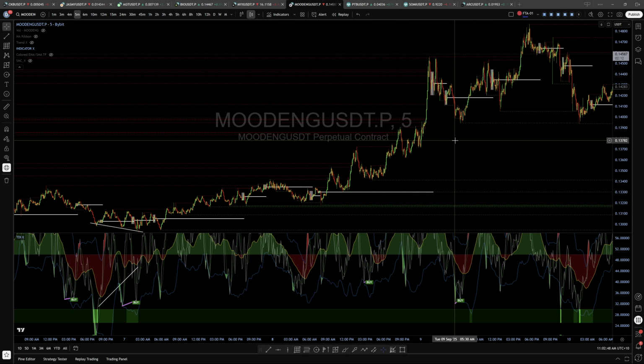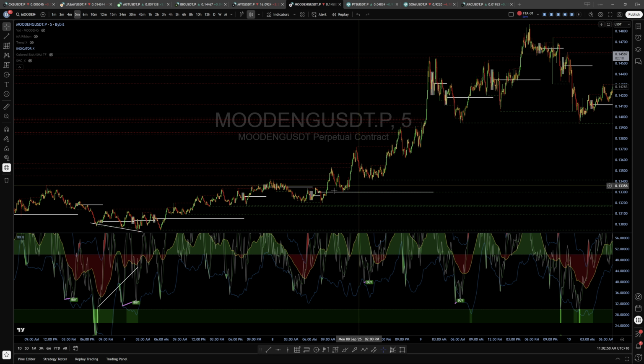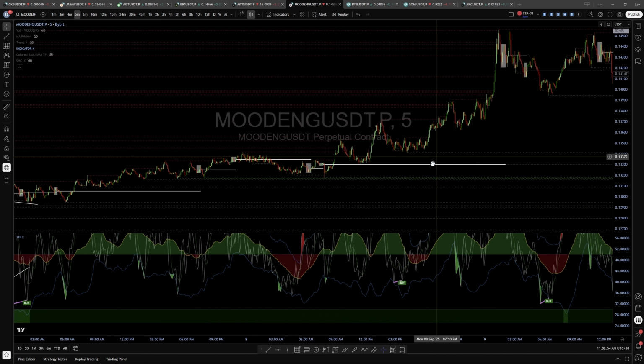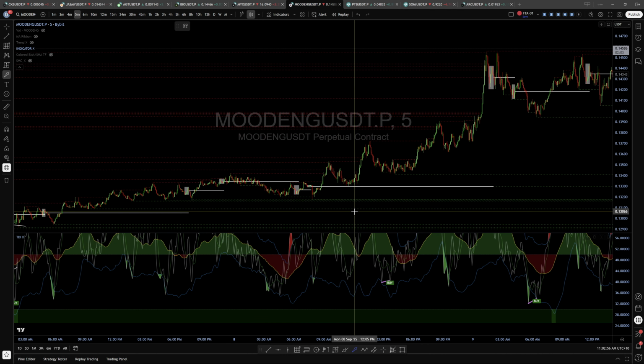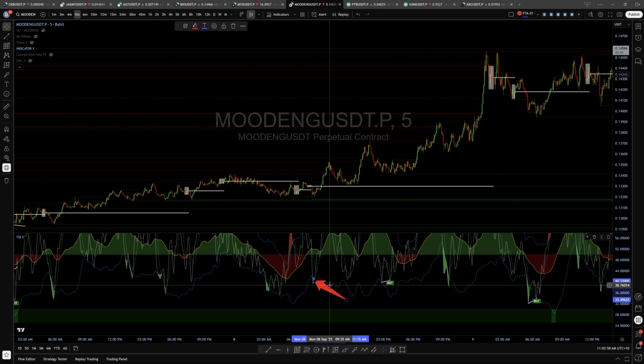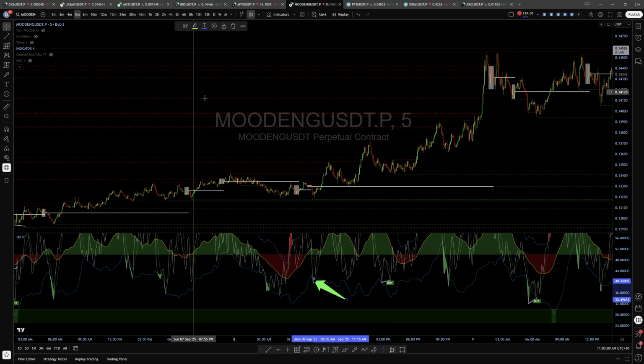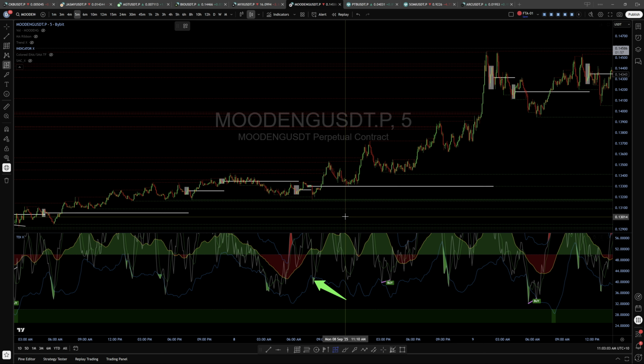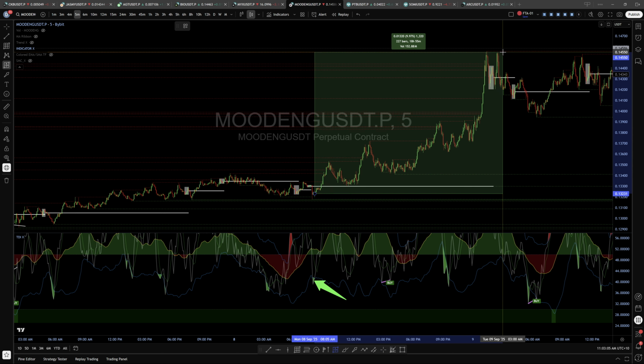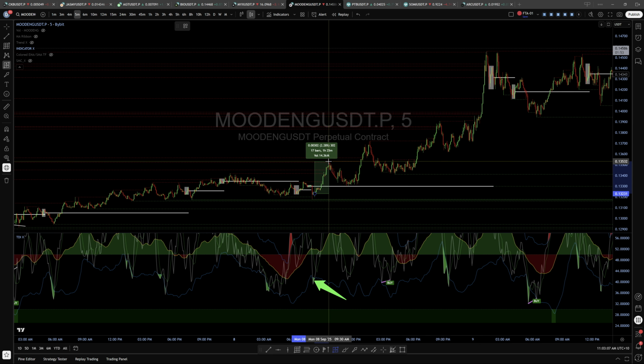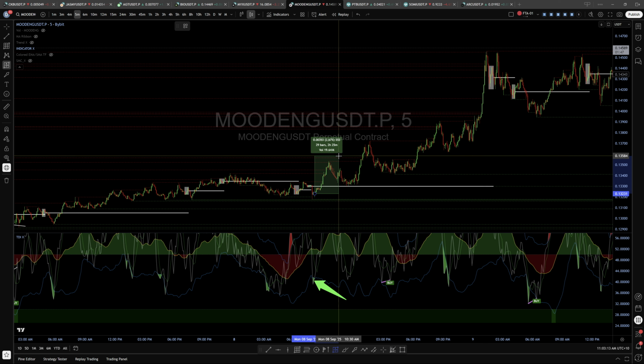So yeah, you're going to miss moves. Like if you would have taken this shark fin right here, this one, and then held it, you could have held this trade for a long time instead of just taking profit here at this liquidity line. But it's not always going to do that.